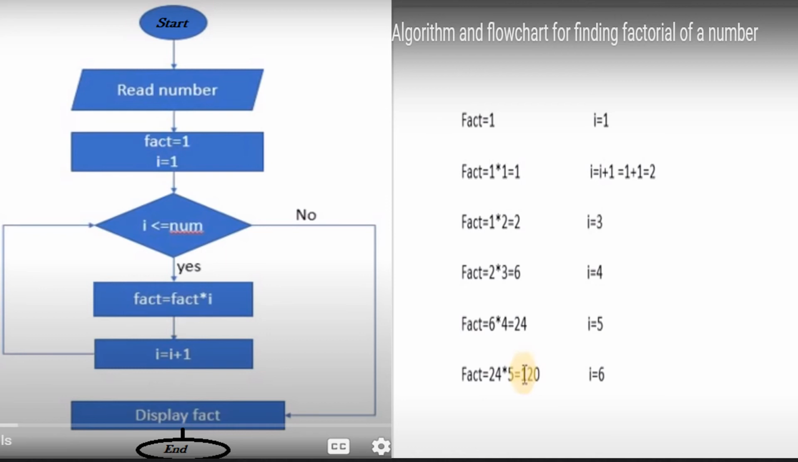So 1 plus 1 becomes 2, 2 plus 1 becomes 3, 3 plus 1 becomes 4, 4 plus 1 becomes 5 and so on. So these 3 circles will execute the flow and will give the answer 120 at the end and will display the number at the end. So when the condition becomes false, I is not less than or equal to number, it will go to no, and after going to no, it will display the factorial, that will be 120.